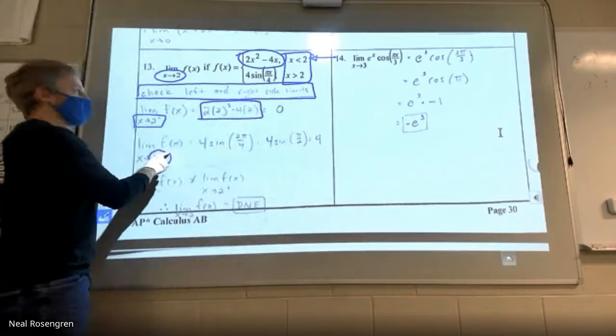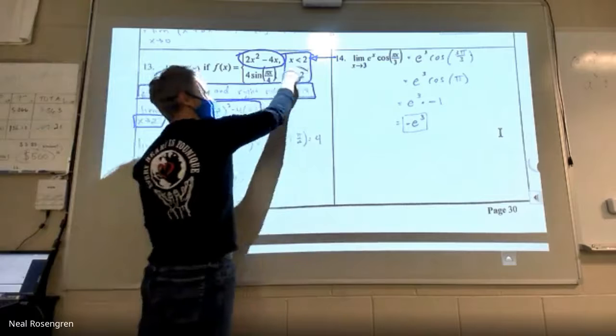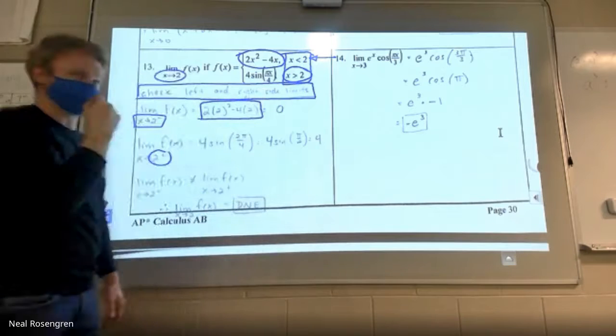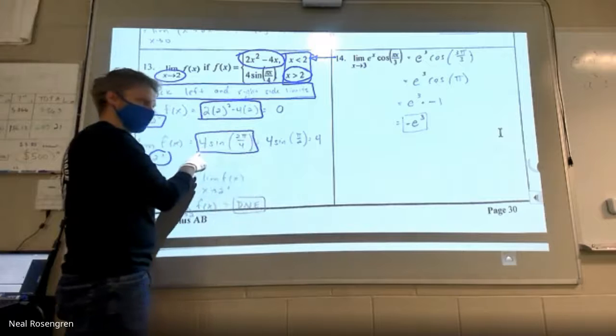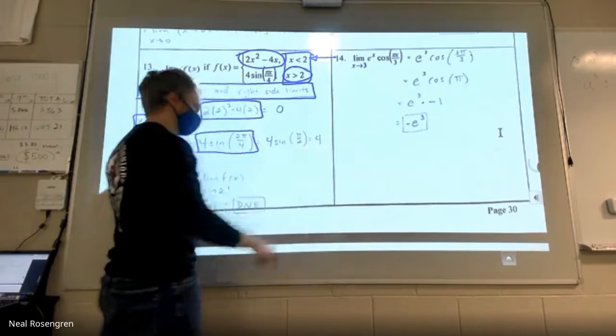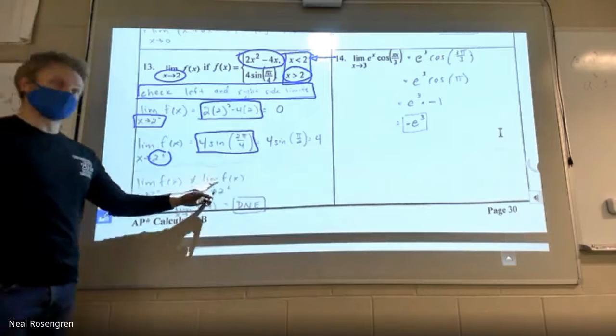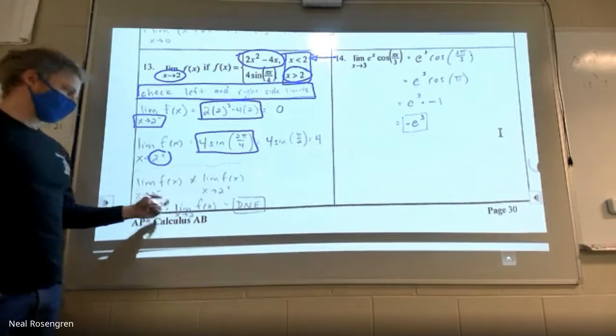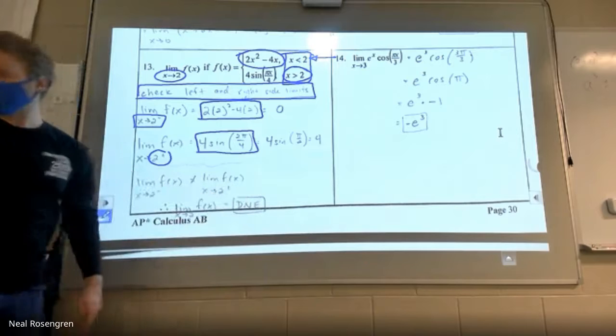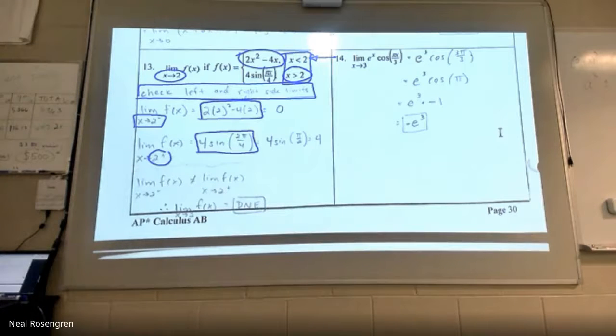Now if I want to go from the right, here's where that happens. X is greater than 2. So that's to the right of 2. So I will plug in 2 into that bottom piece, see what I get. Those two limits, 0 and 4, are different. Therefore, that limit does not exist. So with piecewise functions, at the break point, you check one, you check the other, and pick the correct one. So you're saying the right thing from the left and from the right. And you see what you get.